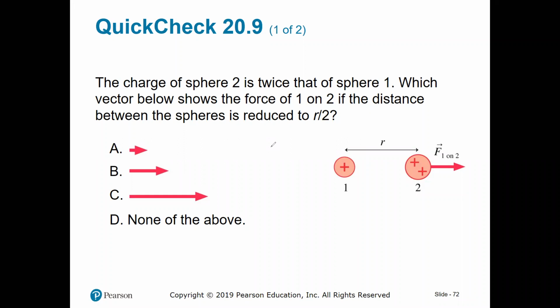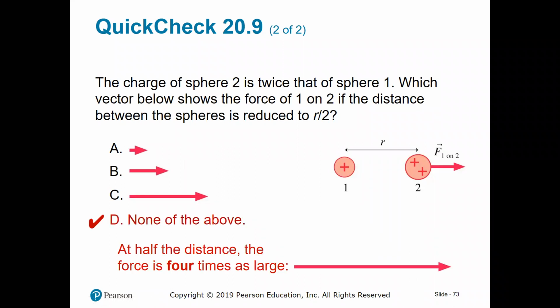But now they're decreasing the distance by 1/2. Okay. So now it should be 4 times as large, right? Because if we have basically 1/2 in the denominator, let's see, that's like Q1 and Q2. We have 1/2 squared, that's going to give us a factor of 4. And this one right here looks to be about 2 times as long. So the answer can't be C. So the answer is going to be D, none of the above.